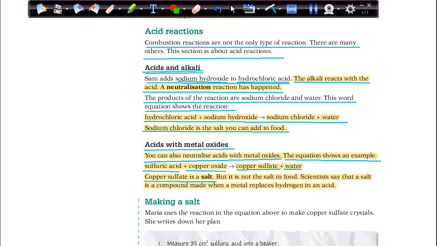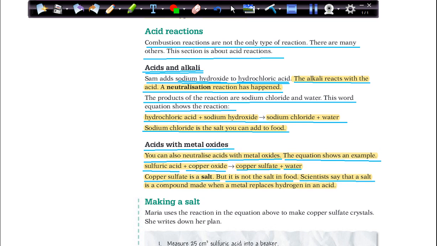Copper sulfate is a salt, but it's not the salt in food. Actually, copper sulfate is a very dangerous substance. If it's inhaled or digested in large quantities, this can lead to poisoning, vomiting, diarrhea, like poisoning of the body. And if it's inhaled, it can cause irritation to the lungs, and if it's splashed in the eyes, it can damage the eyes also. So we should be careful when using copper sulfate salt.